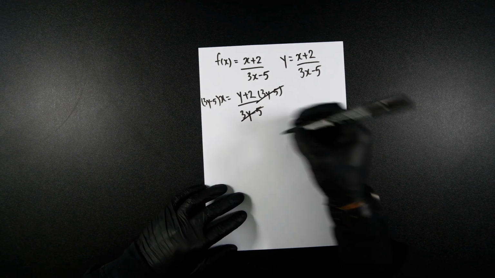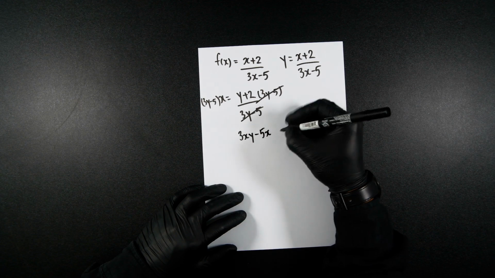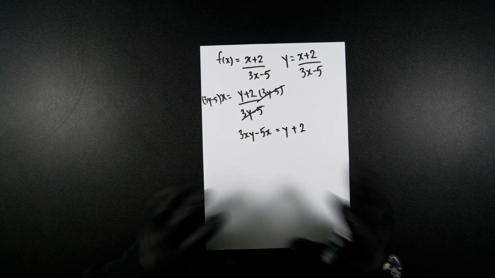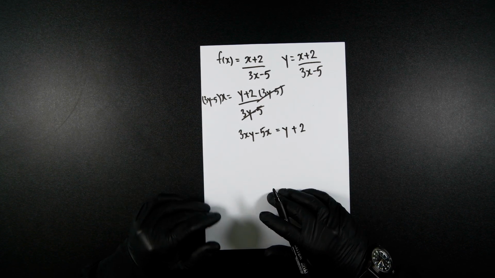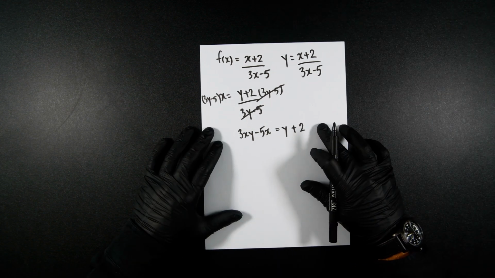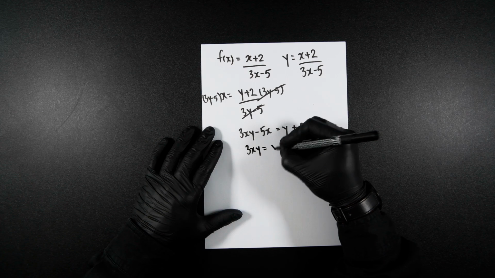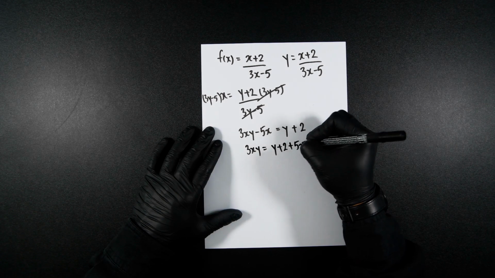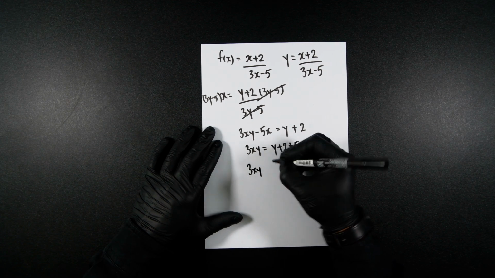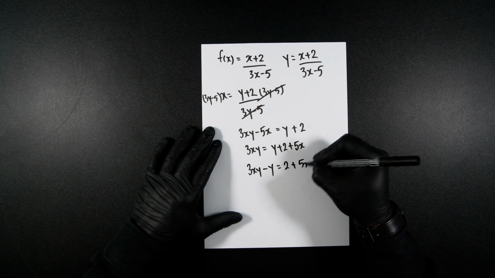We can now expand this. So let's expand that. 3xy minus 5x equals y plus 2. We're trying to collect all the y terms, so it looks like y equals something. So let's get rid of this 5x onto this side by adding 5x to both sides. 3xy would equal y plus 2 plus 5x. Let's move this y term to the left hand side. 3xy minus y would equal 2 plus 5x.